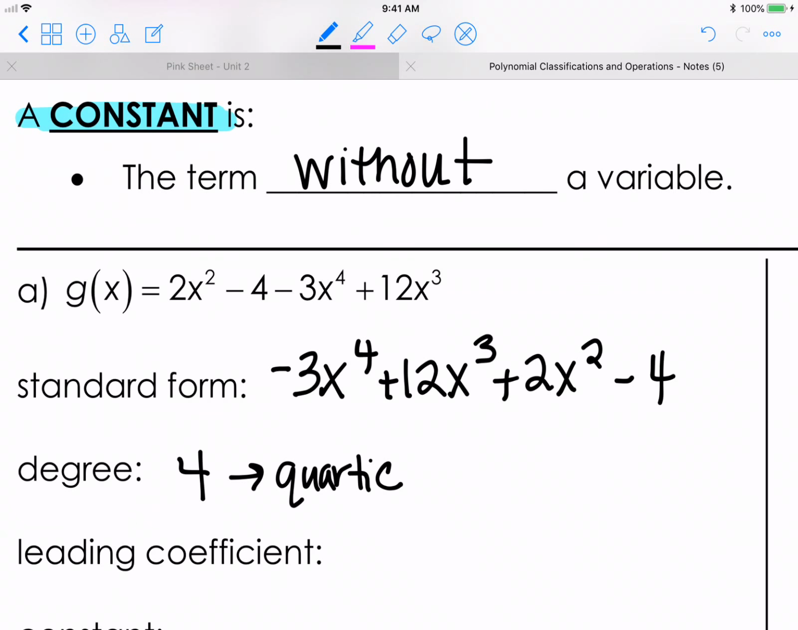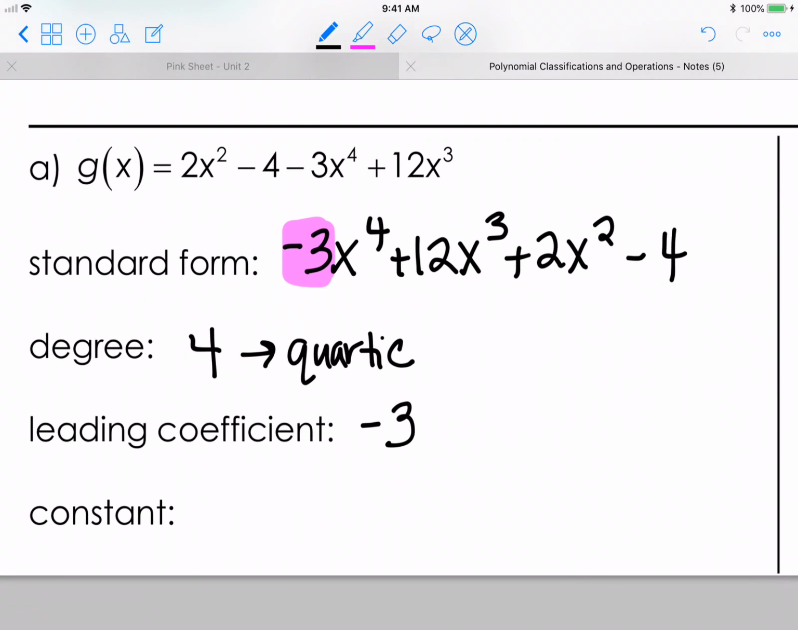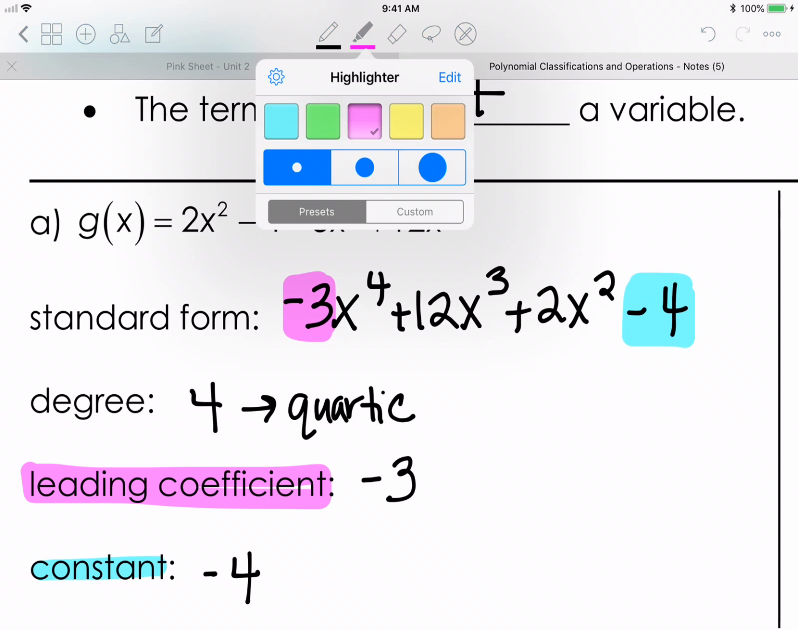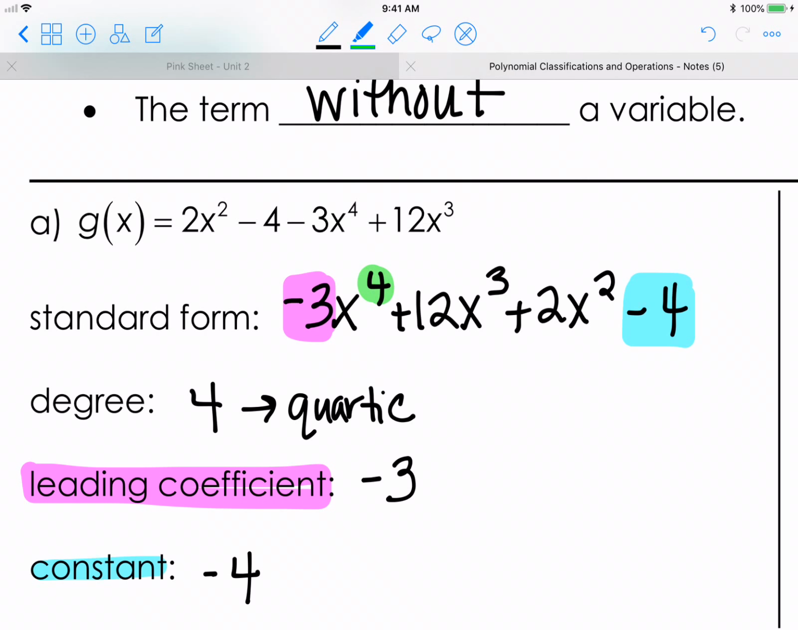And what is the leading coefficient? Well, the leading coefficient would be the number in front of the highest degree. So the leading coefficient would be negative 3. And what would the constant be? Well, it's the number without the variable. So it would be negative 4. Okay, and now I can go ahead and color code the degree too, so we can all see it.